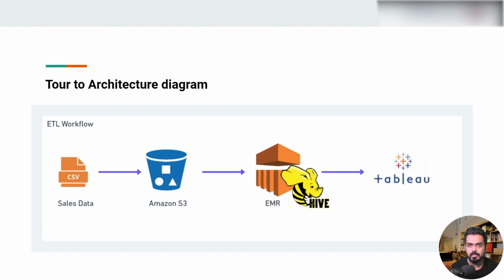Then after the transformation, of course, we need to load it into some new table. The destination will be Hive itself, which acts as a warehouse in this project. Here we'll be dumping that processed data, the clean data, or you can say the final data, into Hive.